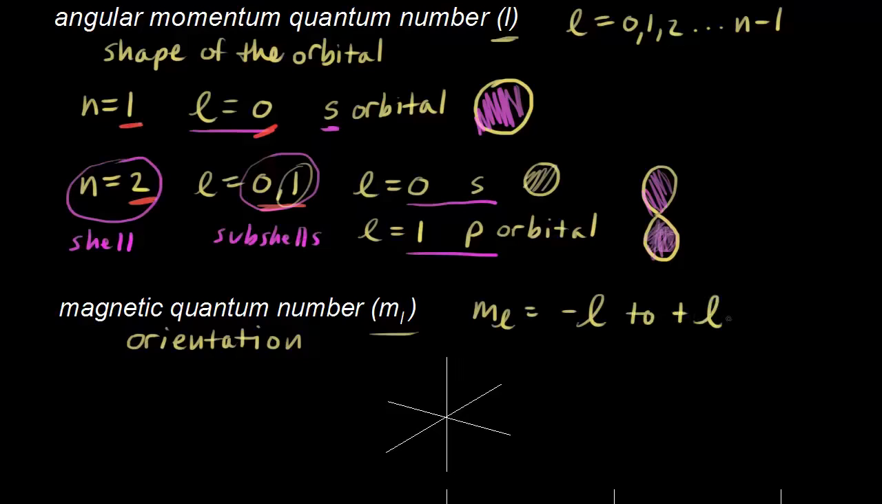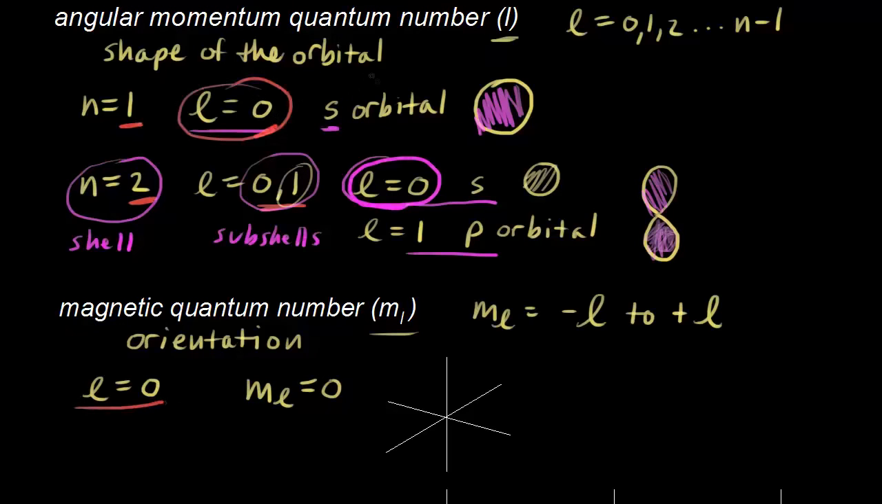All right, so that sounds a little bit confusing. Let's go ahead and do the example of L is equal to 0. If L is equal to 0, what are the allowed values for m sub L? There's only one, right? The only possible value we could have here is 0. So if L is equal to 0, we know we're talking about an s orbital, which is shaped like a sphere.